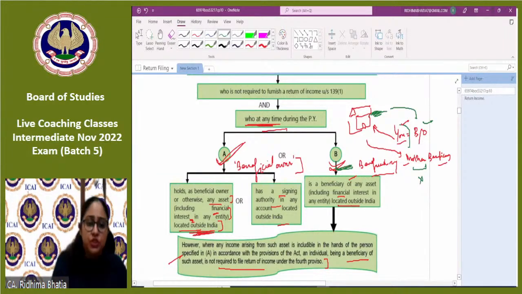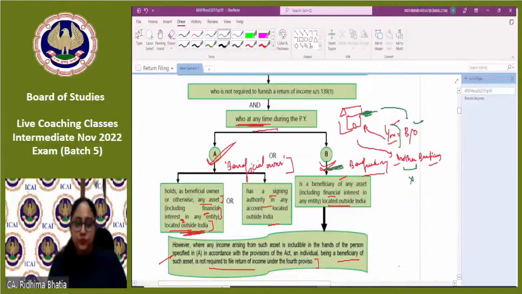Because if the beneficial owner, when an income arising from such asset is included in the hands of the person who is a beneficial owner, in accordance with the provisions of the Act, an individual being a beneficiary of such asset is not required to file the return of income under fourth proviso. Clear? So ROR ka part is clear.